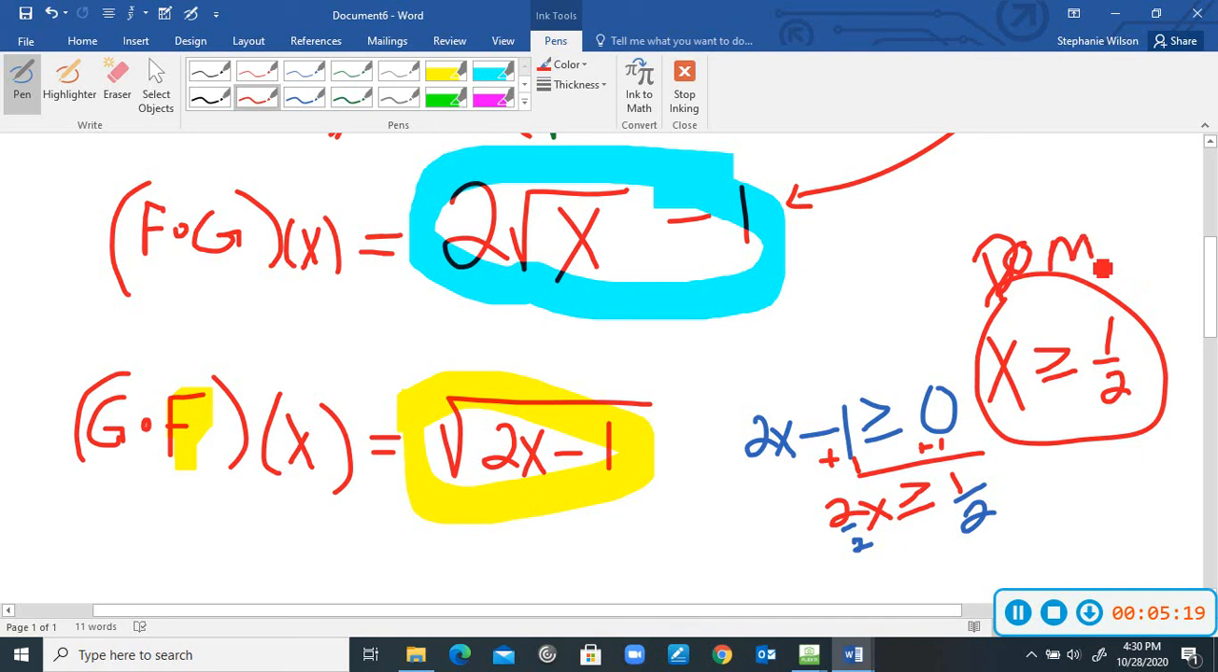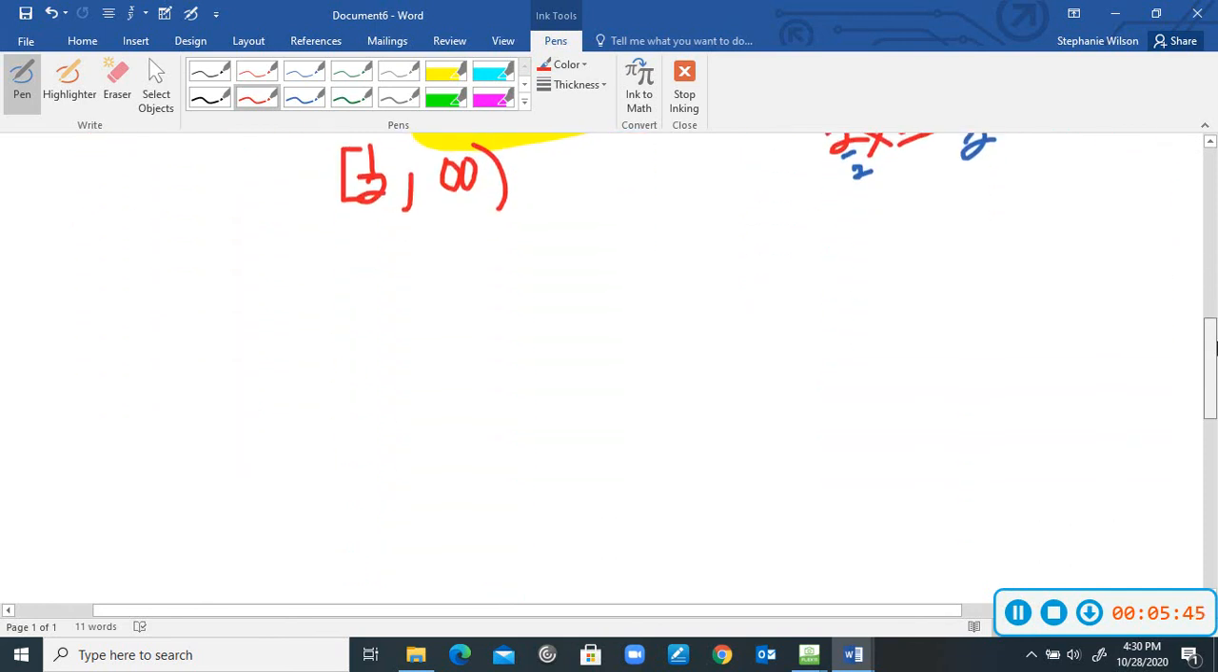And my f function had no restrictions, so this one would stand true. We wouldn't have to union anything. So I would make a statement of my domain is a bracket on 1/2 because of the equal sign, comma, positive infinity because it said x was all numbers greater than or equal to a half. So this would be my domain. So let's do one more thing. Let's take those g of f of x.